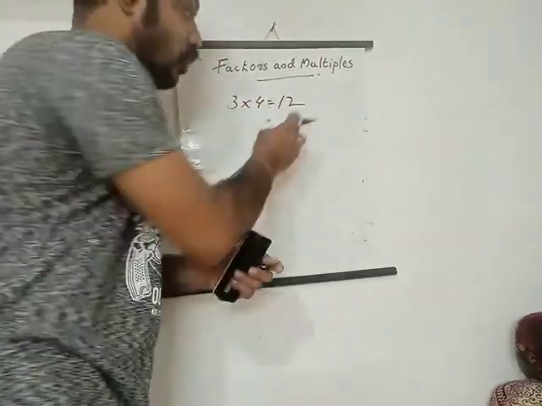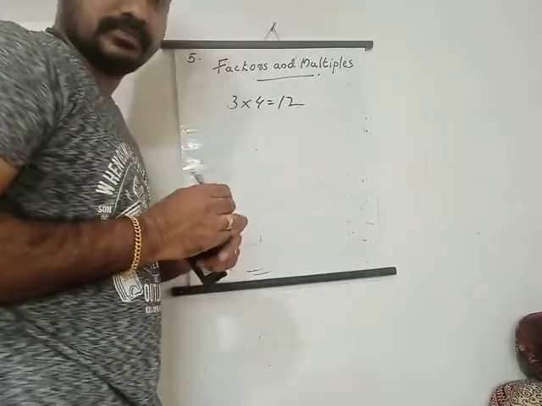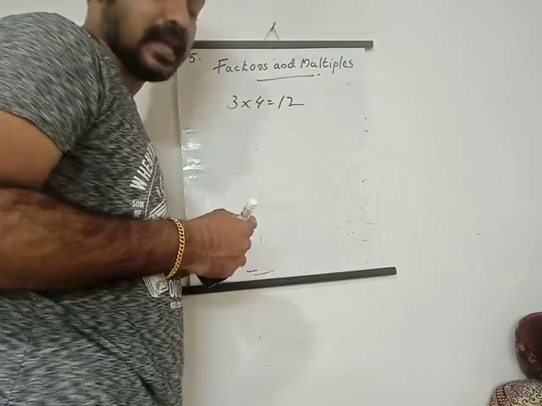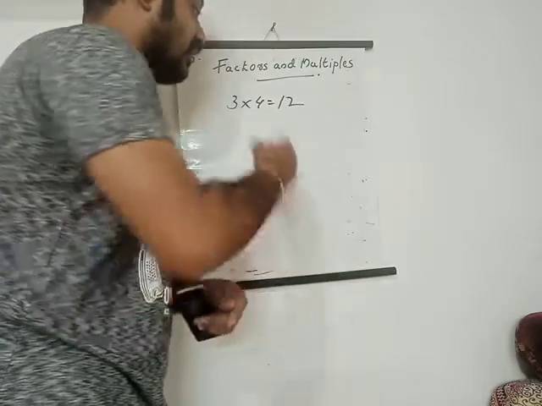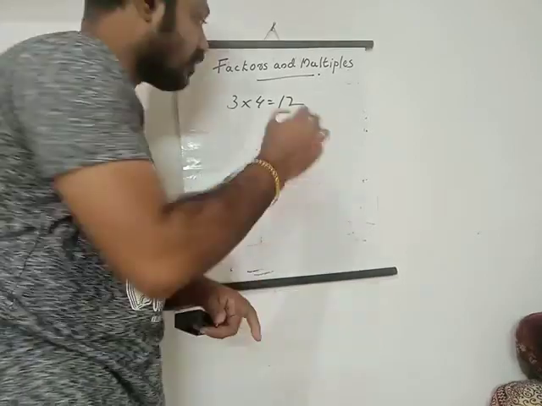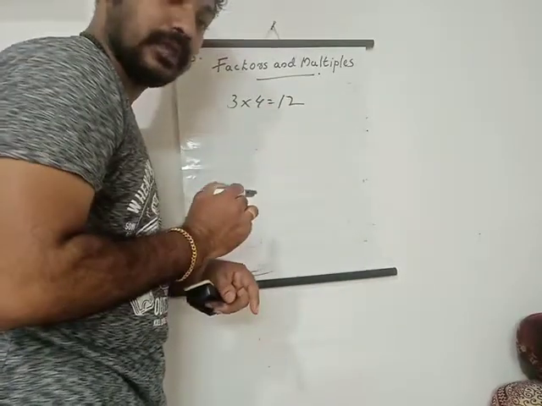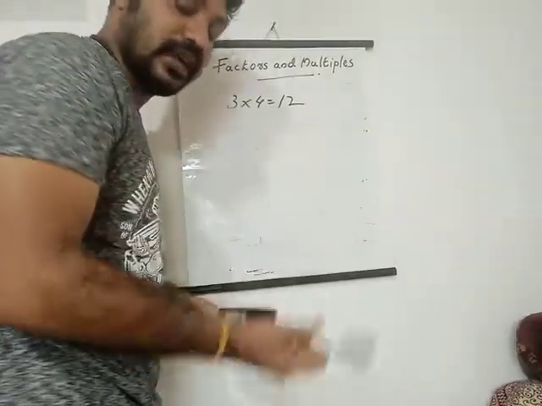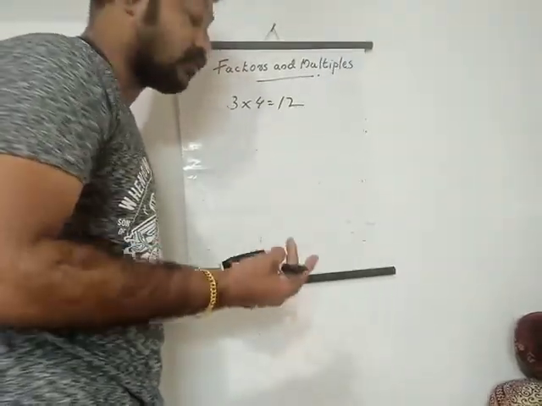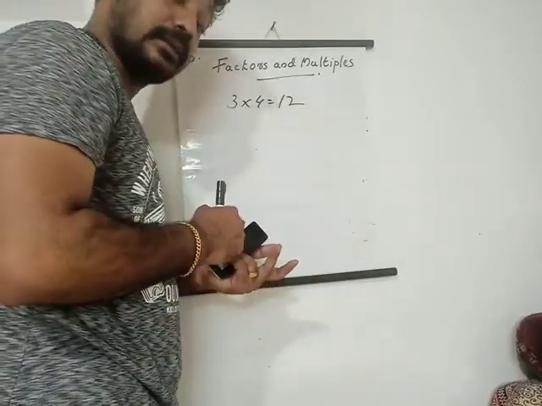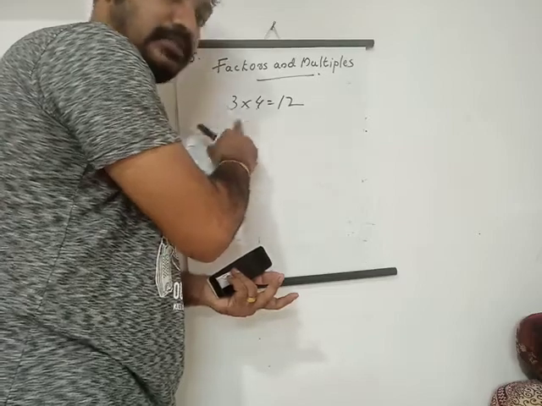We can say that 12 is the product of 3 and 4, or 12 is the multiple of 3 and 4. Understand? Or we can say that 3 and 4 are the factors of 12. Understand? So these three things you have to know. The product of 3 and 4 is 12. Product of 5 and 4 is 20. Product of 5 and 4 means 5 fours are 20. Understand? Or 12 is the multiple of 3 and 4.